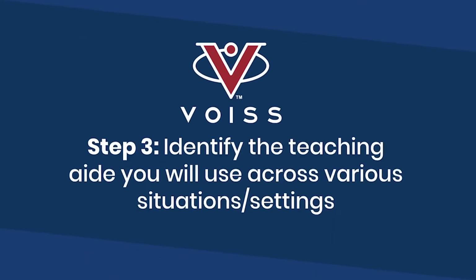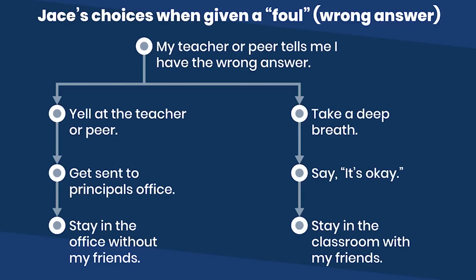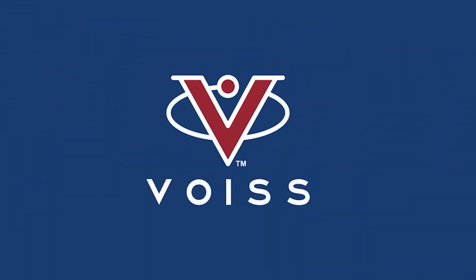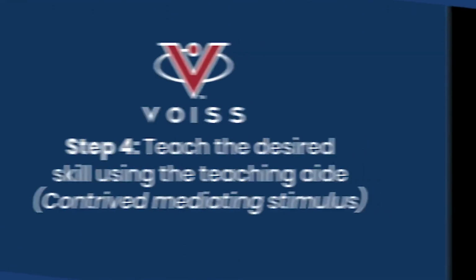Step 3 involves identifying the contrived mediated stimulus, or what we are calling the teaching aid. Ms. Rodriguez has decided to use behavior mapping with Jace to teach the desired skill. A behavior map is a visual, like this one, that illustrates the outcomes to expect when engaging in a desired social skill versus an undesirable social skill. For Ms. Rodriguez, she wanted to use a teaching aid to capitalize on her student's love for Steph Curry. So she created a situation that Steph Curry encounters during a basketball game. This is similar to the desired social skill.